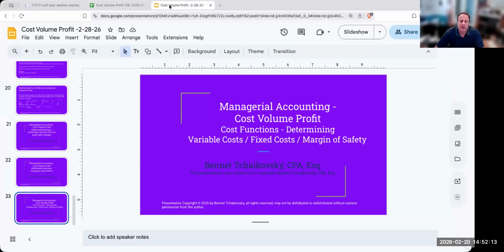Can you imagine? So today we're going to be talking about cost, volume, profit, specifically. How do we go through and determine cost functions, determining variable costs, fixed costs, and the margin of safety?